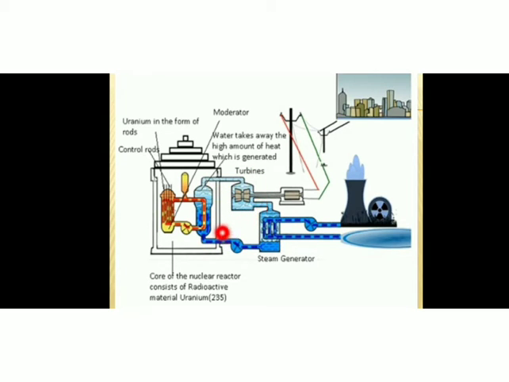The water at high pressure is circulating throughout the reactor core. This water takes away the high amount of heat generated in the core due to the nuclear fission reaction. Whenever the water takes away this high amount of heat, it becomes steam, and that steam rotates the turbines, and when the turbines rotate, energy is produced in the steam generator. That means electrical energy is produced, and that electrical energy is supplied.